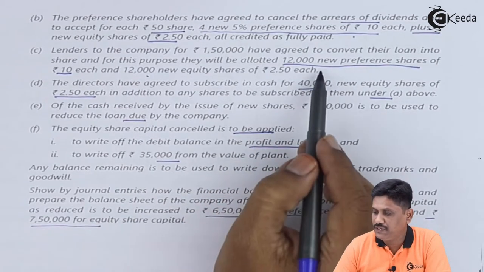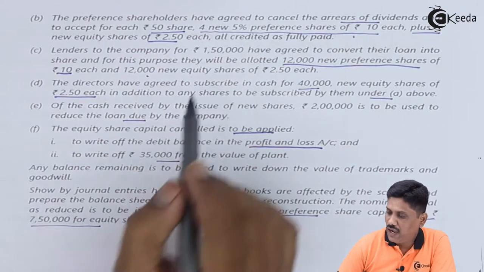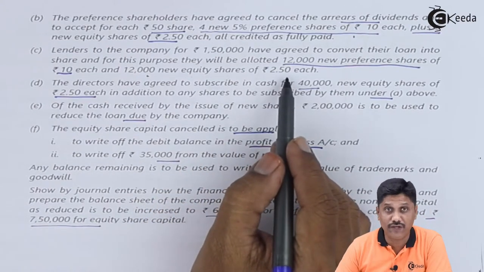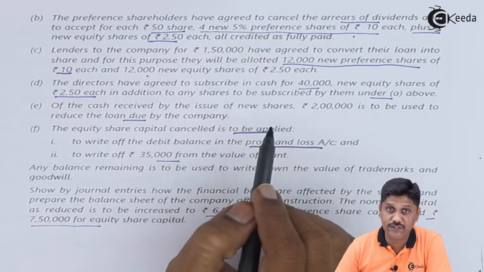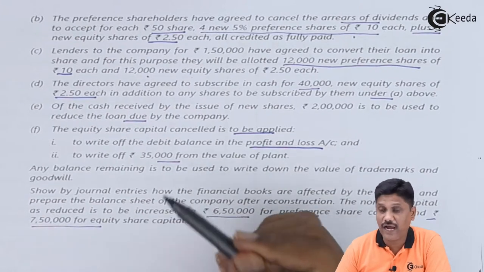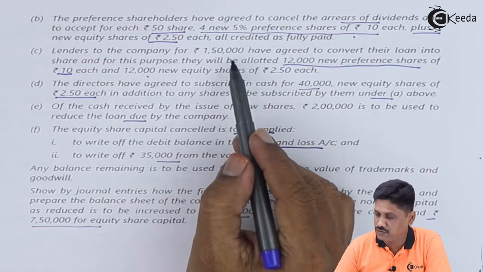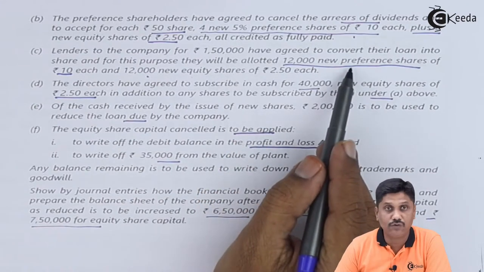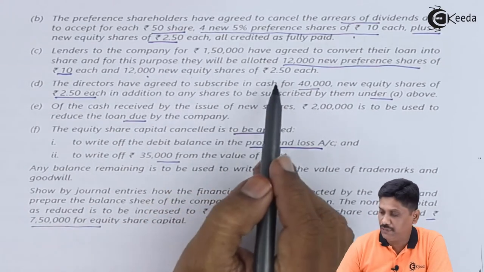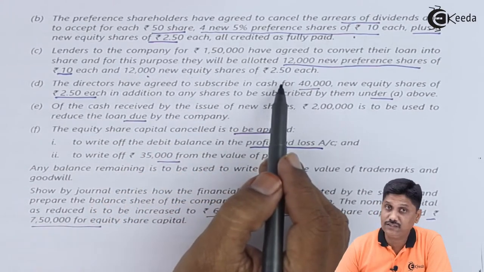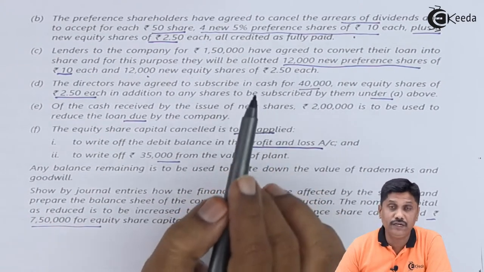For this purpose, they will be given 12,000 new preference shares of 10 each, that comes to 1,20,000, and 12,000 new equity shares of rupees 2.50, that comes to 30,000. So they have been settled. 1,50,000 of loan has been settled by giving them equity shares and preference shares. So we need to pass the entry: loan account debit 1,50,000 to preference share capital account 12,000 into 10, that is 1,20,000, and to equity share capital account 12,000 into 2.5, that is 30,000. In this way, we will record the entry for settlement of loan amount in part.